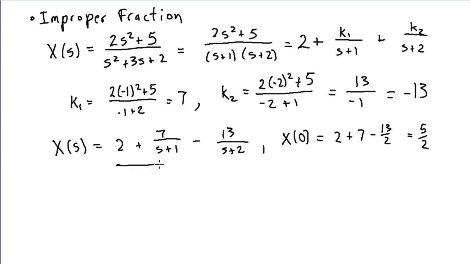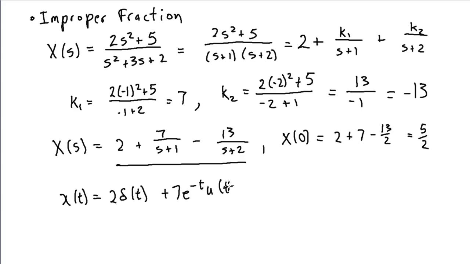Now that I've got the partial fraction expansion, again, I can refer to my table to find the inverse transform. You'll see that a constant actually inverse transforms as an impulse. So I have 2 delta t, and then plus 7 e to the minus t u of t, and then finally minus 13 e to the minus 2t u of t for the result in this improper fraction case.